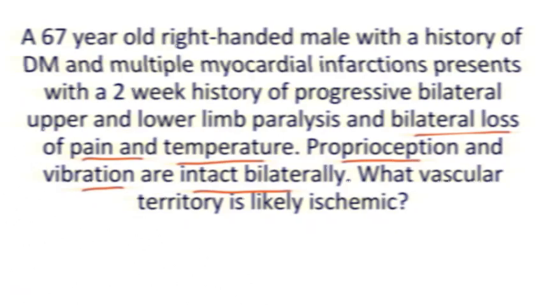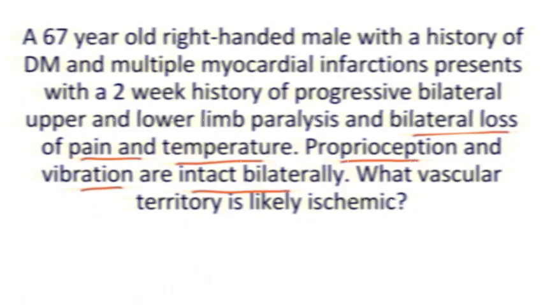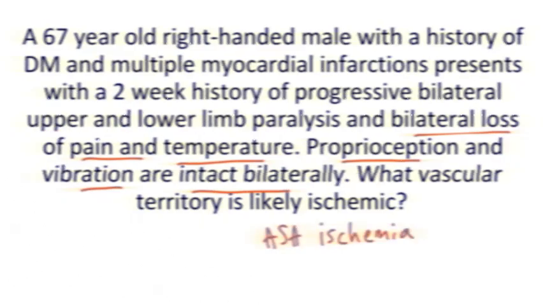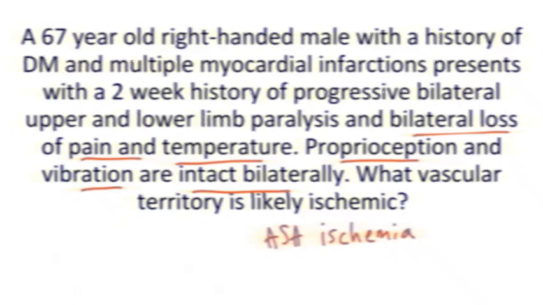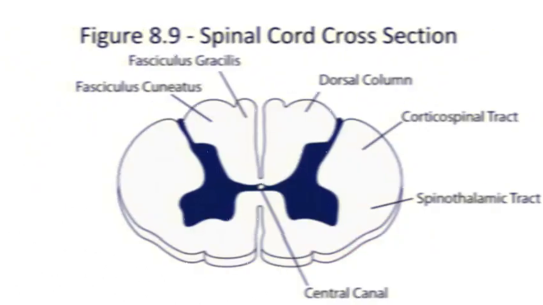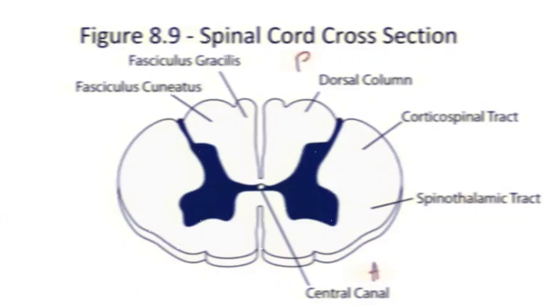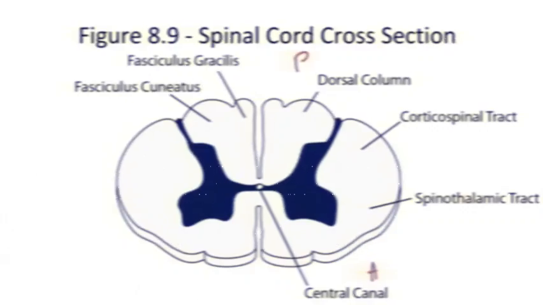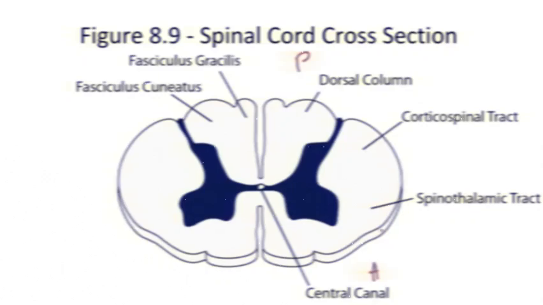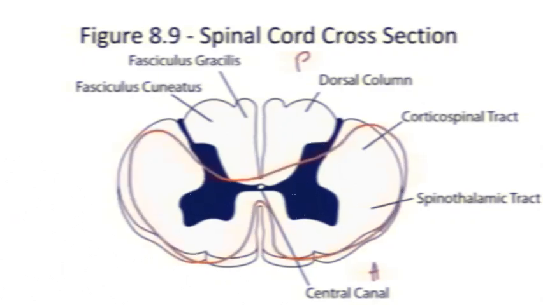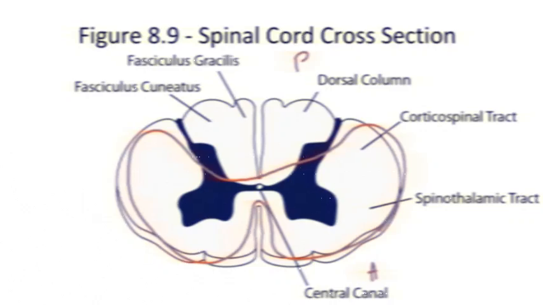Hopefully all this information has made you think of ischemia to the vascular territory supplied by the anterior spinal artery, or ASA ischemia. Let's pull up an image so you can more clearly see what's going on here. This is figure 8.9, which shows a cross-section of the spinal cord. Again, this is anterior and this is posterior. Recall that after the ASA descends past the medulla, it supplies blood to approximately this region here. Notice how this vascular territory supplies the anterior and lateral aspects of the spinal cord, but spares the dorsal columns.